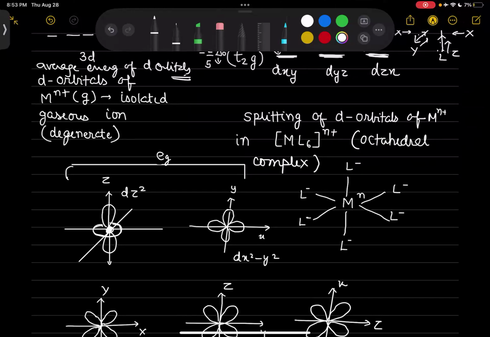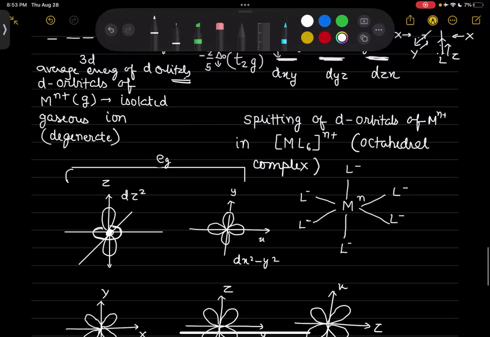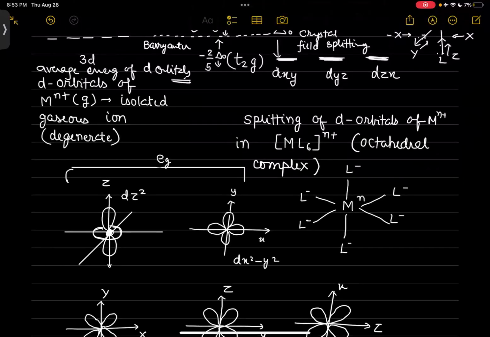How is it going to be different? If you have weak ligands, the gap is going to be less. They will cause less repulsion to the d orbitals. The gap delta O is smaller. And strong ligands will cause higher repulsion, so the gap will be more. Delta O, the crystal field splitting energy, will be more.